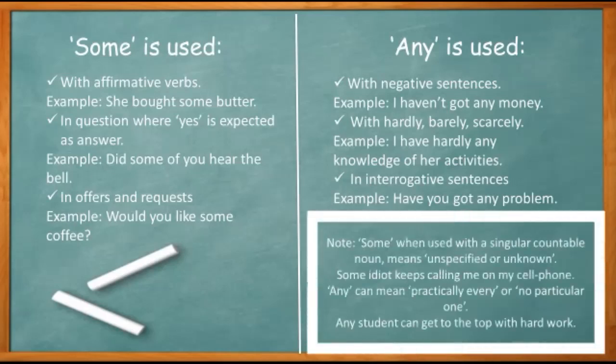Note, some when used with a singular countable noun means unspecified or unknown. Some idiot keeps calling me on my cell phone. So here, this singular countable noun is unknown, so some is used. Any can mean practically every or no particular one. An example is, any student can get to the top with hard work. So practically everyone can get, or no particular one is there who can get to the top.